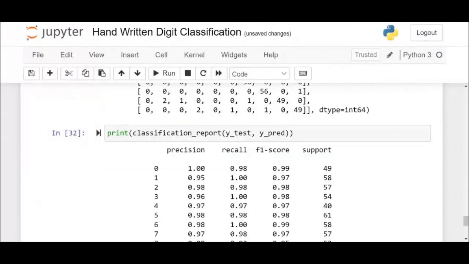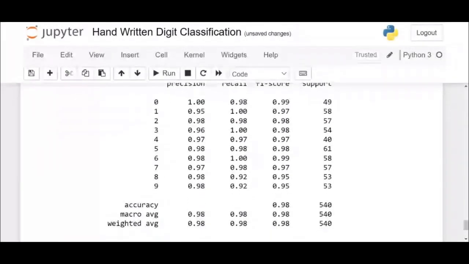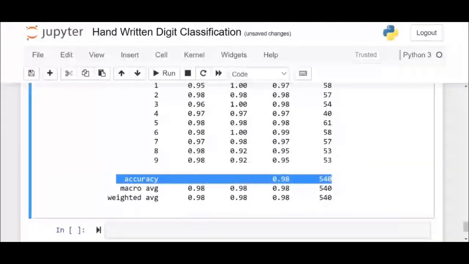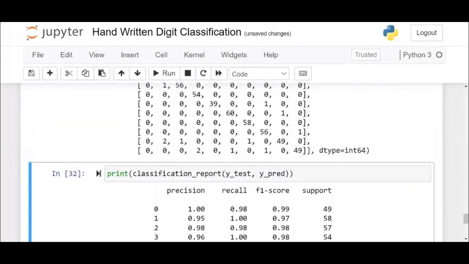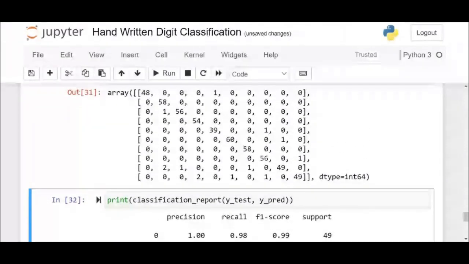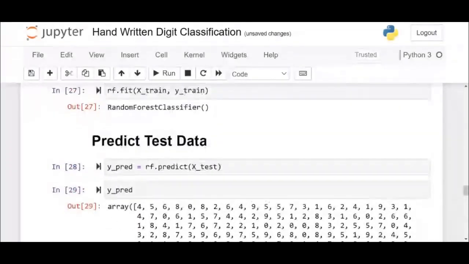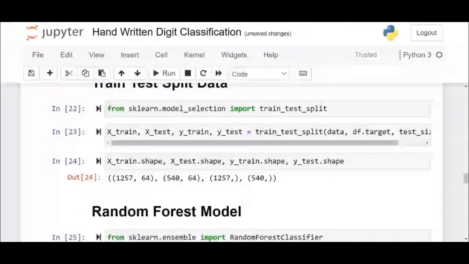Then we look at the classification report, and we see that the overall accuracy of our model is 98%, which is very high, very good. So even if you take up an example of predicting fraud, diseases or images, other than the pre-processing part, much of the coding and the algorithms are the same.